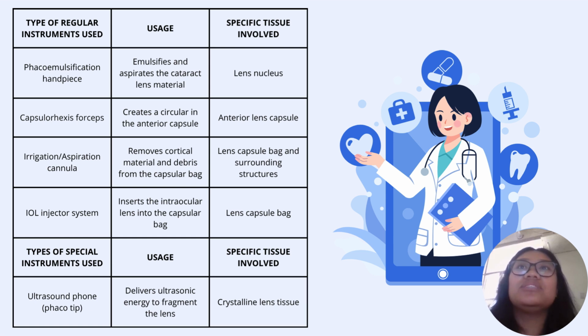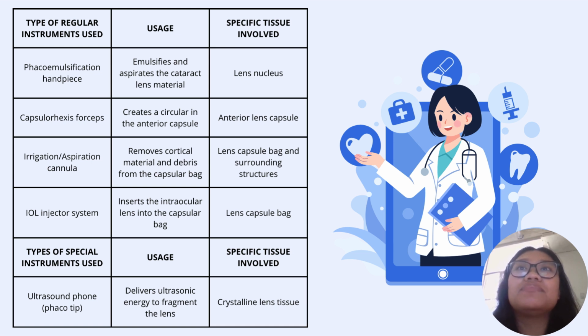In this slide, we will be talking about the instruments used during the procedure. For our regular instruments used, the following are the phacoemulsification handpiece, capsulorhexis forceps, irrigation or aspiration cannula, IOL or intraocular lens injector system. The usage for the phacoemulsification handpiece, it emulsifies and aspirates the cataract lens material. The specific tissue involved is the lens nucleus.